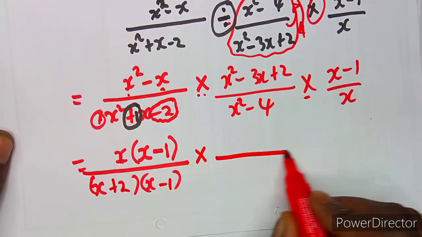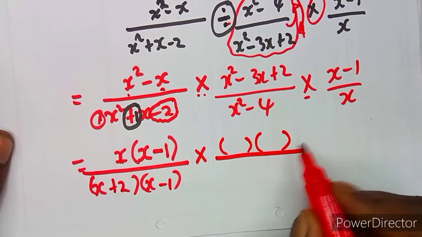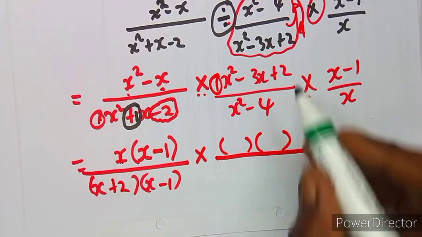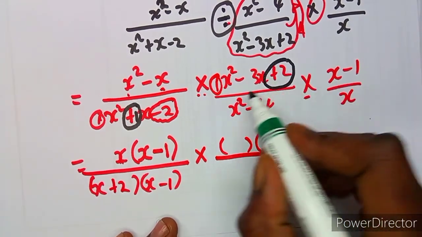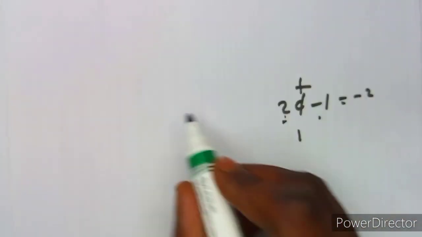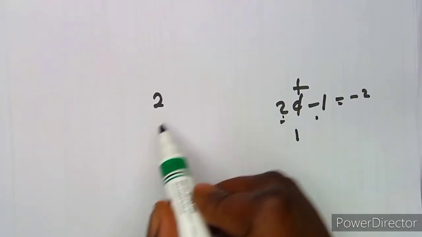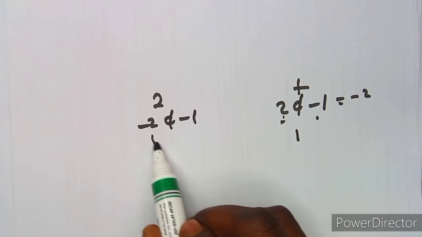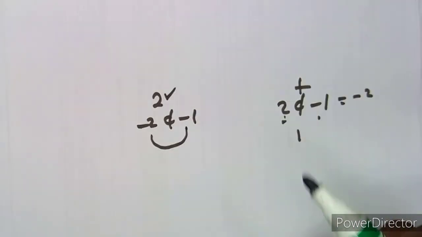All right, I'm gonna have the same thing here, two brackets again, because the coefficient of x squared is a 1. All right, but this time I need factors of 2, which are going to give me -3. Okay, it's a trial and error, guys. So it's actually -2 and -1 like this. -2 times -1, that's a +2.